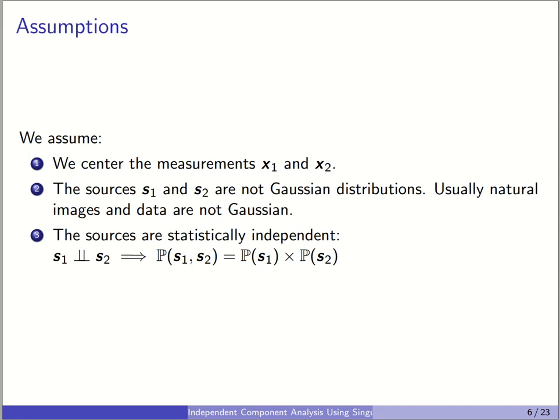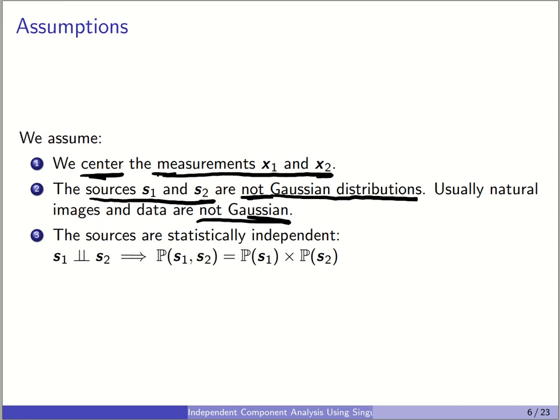So we have some assumptions in ICA. First, we center the measurements X1 and X2. We do that in PCA too, if you remember. We center for the sake of simplicity of computations. And we also assume that sources S1 and S2 are not Gaussian distributions. Usually natural images and data are not Gaussian, so this assumption is valid. And why do we make this assumption? We will see later.